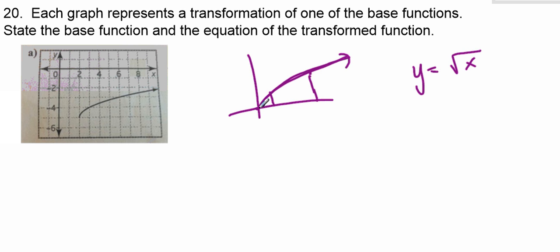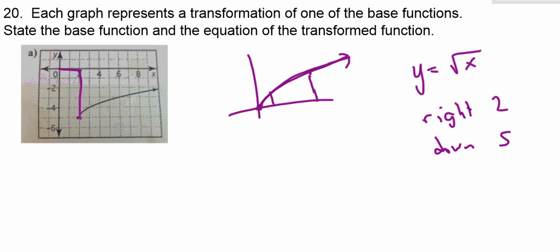Does that sound familiar? This is the equation y equals the square root of x. Now, it's supposed to be at 0, 0. This is not at 0, 0. So we've had both a horizontal and a vertical translation. So we've moved it to the right by 2, and we've moved it down 5. So we know what to do with those.